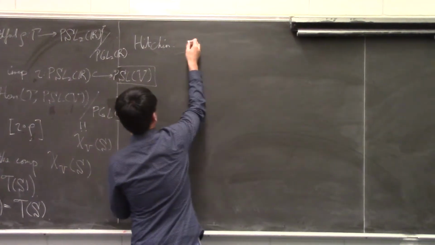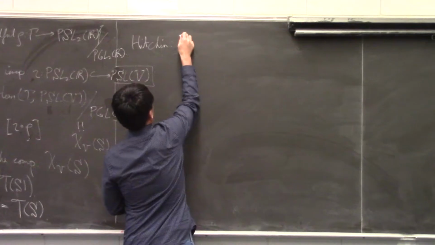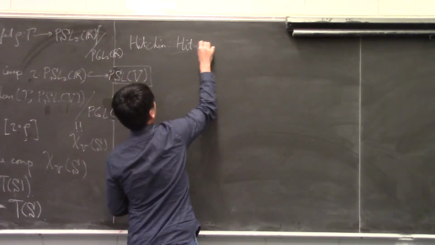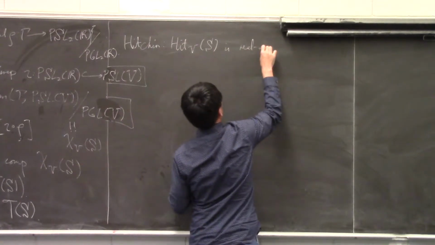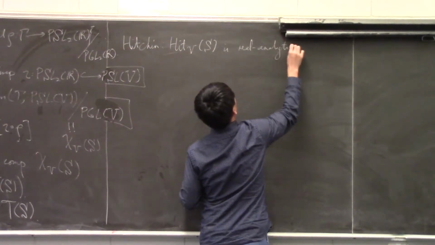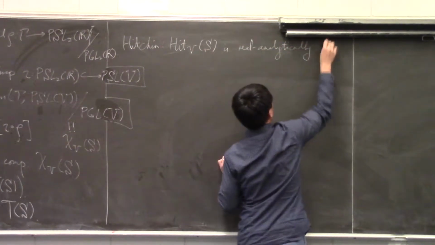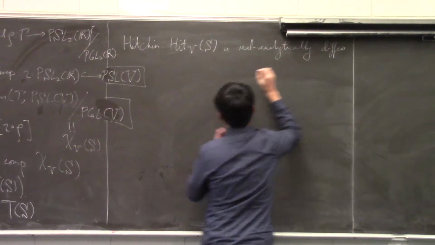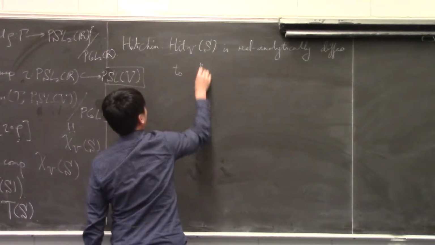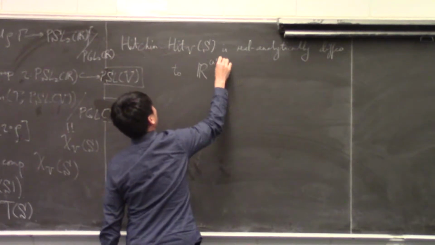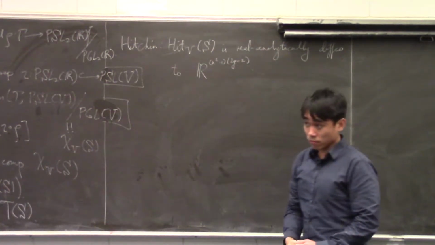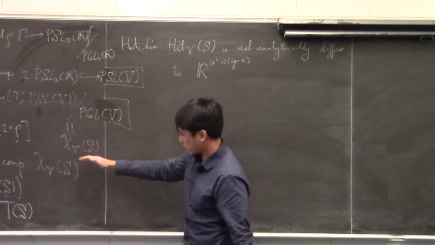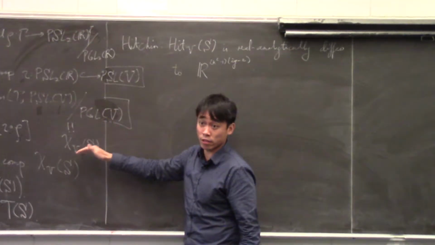the Higgs bundle techniques to show that the PSLV Hitchin component is real analytically diffeomorphic to R to the (n squared minus 1) times (2g minus 2). Okay? So in general, if you look at XVS, this is a real analytic variety.